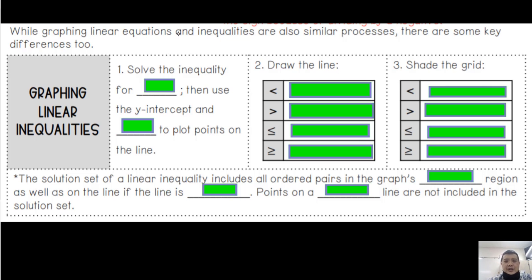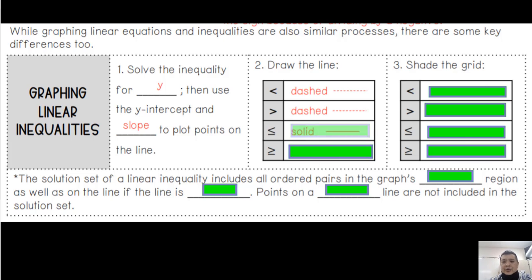So, while graphing linear equations and inequalities are a similar process, there are some key differences too. Solve for y, and then use the y-intercept and slope to plot the points on the line. Very similar to graphing a linear equation in slope-intercept form. Here, when we have a greater than sign, we're going to use a dashed line to show that those points on that line are not part of our solution. Same thing for less than, but if we have greater than or equal to, we're going to use a solid line to indicate that.